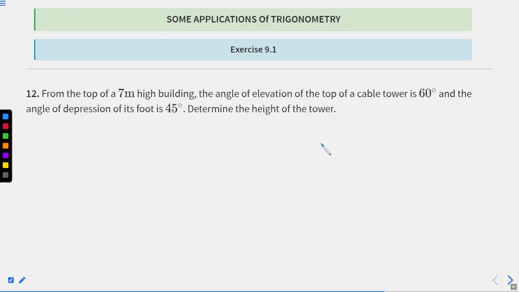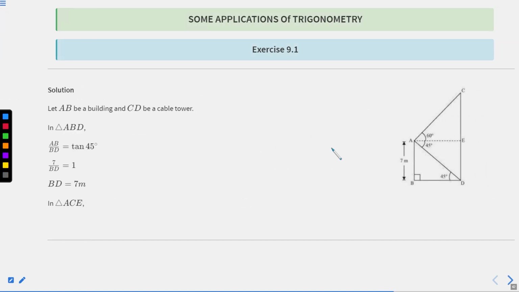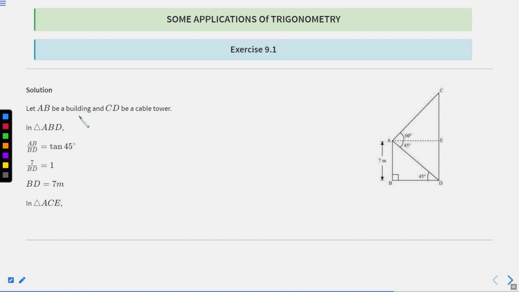In the next exercise, from the top of a 7 meter high building, the angle of elevation of the top of a cable tower is 60 degrees and the angle of depression of its foot is 45 degrees. Determine the height of the tower. So let us solve it. Let AB be the building and CD be the cable tower.